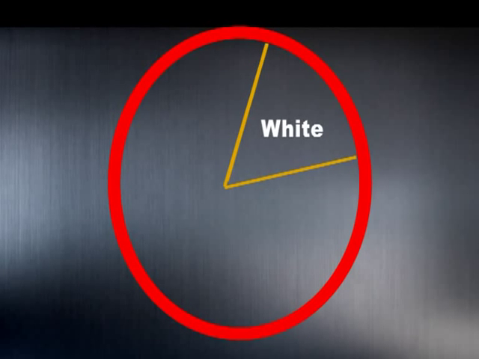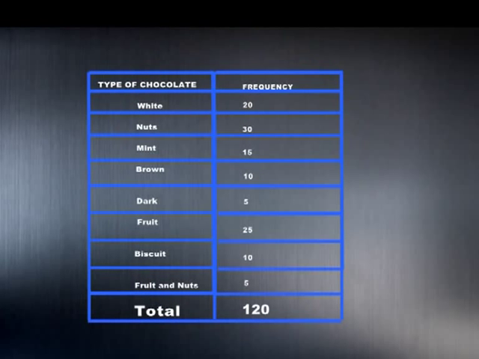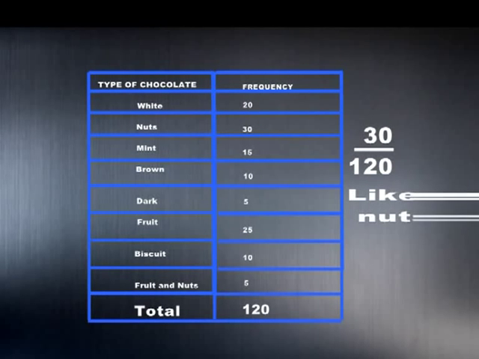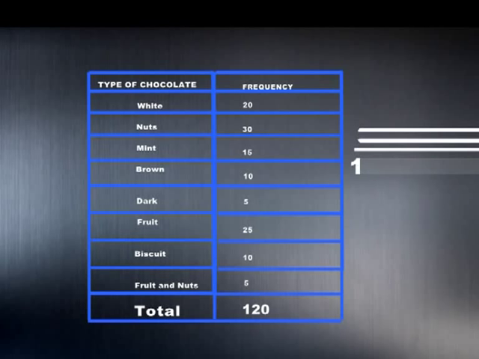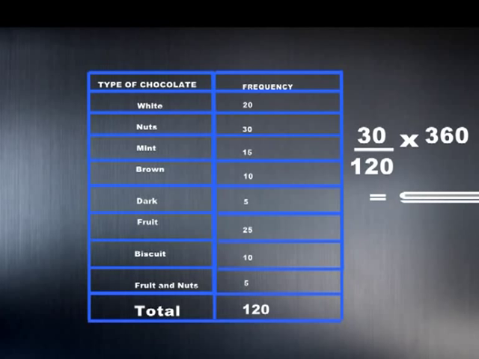Now, Jason, let me see if you can do the next one. How many people chose nuts? It was 30. So 30 out of 120 like nuts. What must I do now? Susie, can you help him? You can write 30 over 120 multiplied by 360 degrees. Of course, and the answer is 90 degrees.